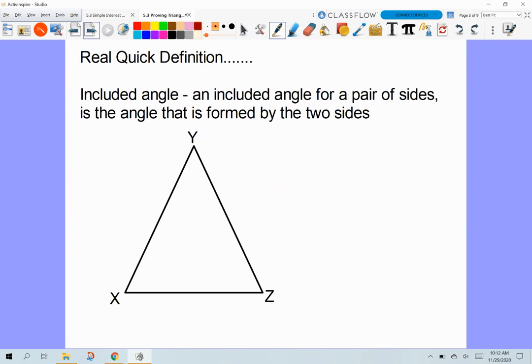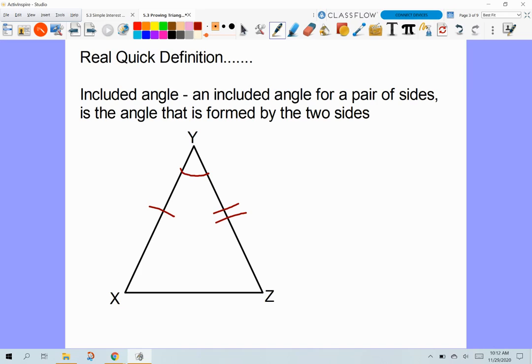All right, the second congruence, real quick, we need a definition here. You need to know what something called an included angle looks like. So an included angle, and this is like the super fast definition, if I have a pair of sides that have been identified, the included angle is the angle that is made by those 2 particular sides.